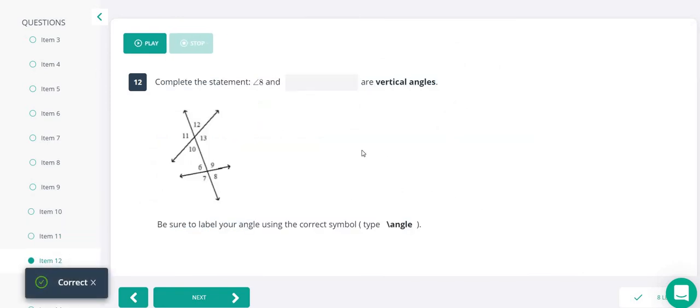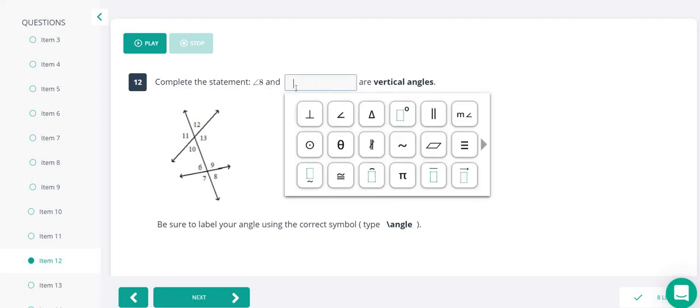All right, number 12. They just want us to name these angles. It's saying, what is a vertical angle of angle 8. So vertical angles, anytime you see something that makes kind of an X or a plus sign, the vertical angles are the ones directly across from each other. So the vertical angle from angle 8, the one right across from it, is angle 6. Again, we got to do the goofy angle symbol, and that'd be angle 6.